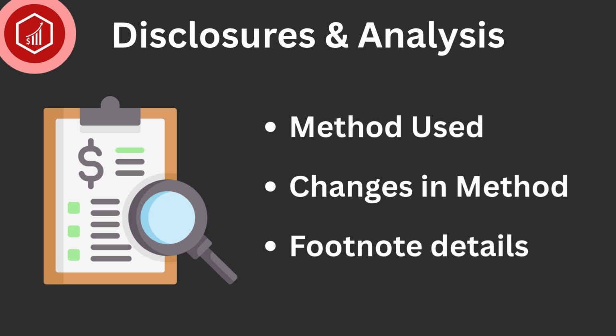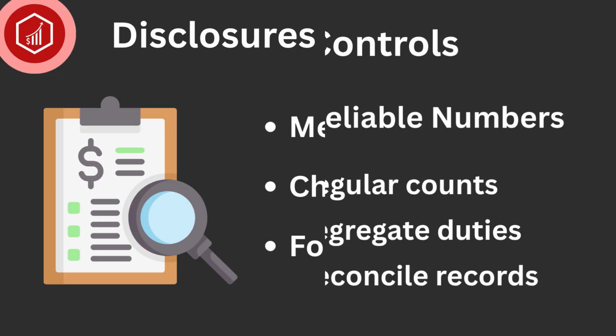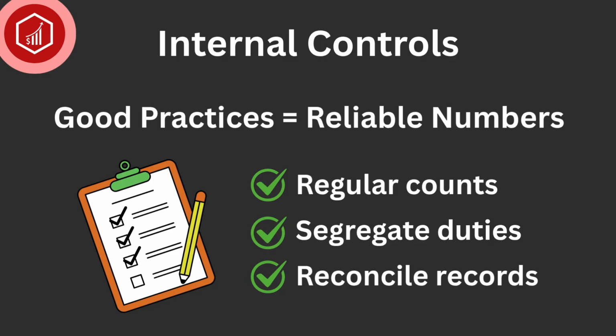Ratios like inventory turnover and days on hand show how efficiently a company manages stock and how quickly it can turn inventory into cash. Finally, good inventory accounting isn't just about picking a method. It's also about strong internal controls. Regular physical counts, segregation of duties to prevent theft, reconciling records with reality, and choosing a system that fits your business model. Inventory accounting affects profit, taxes, and decision making, so it is really important.